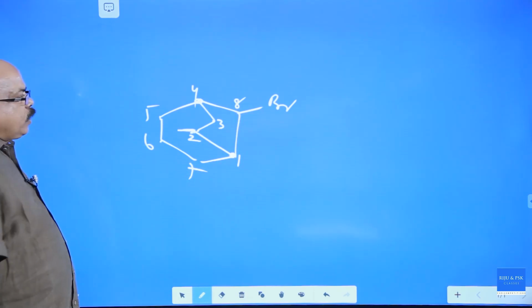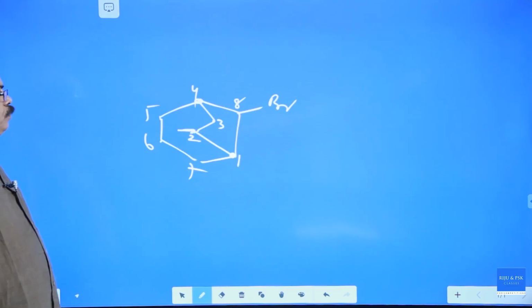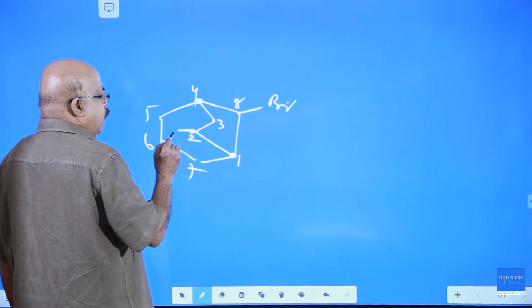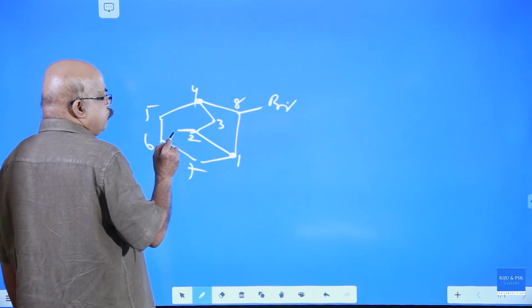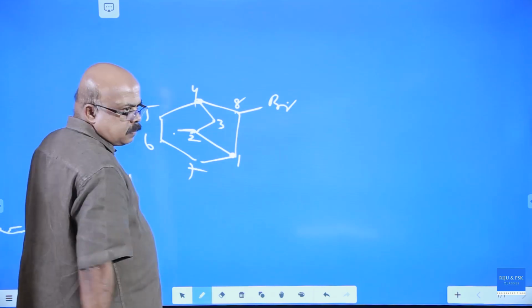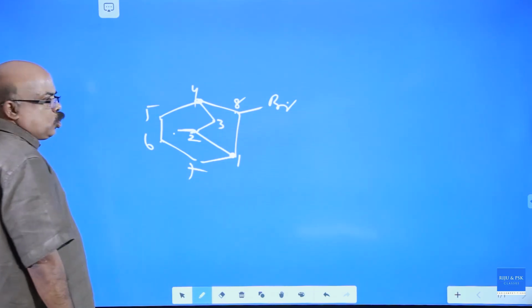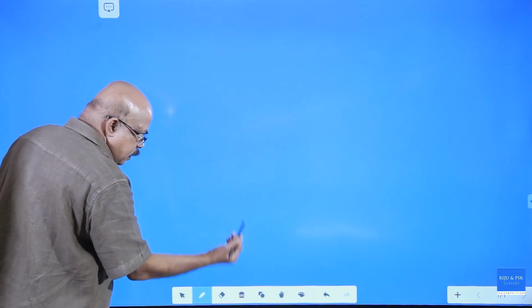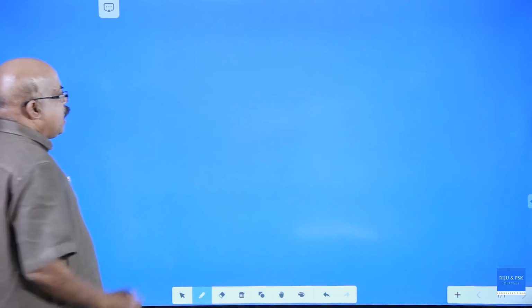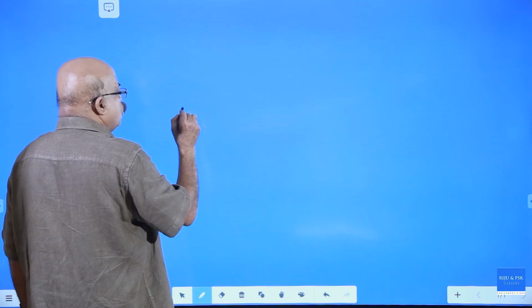So the name of this molecule is 8-bromo, 2-methyl, bicyclo 2,2,1 octane, right? Other rules are similar to those applied for other molecules, and you are familiar with them.